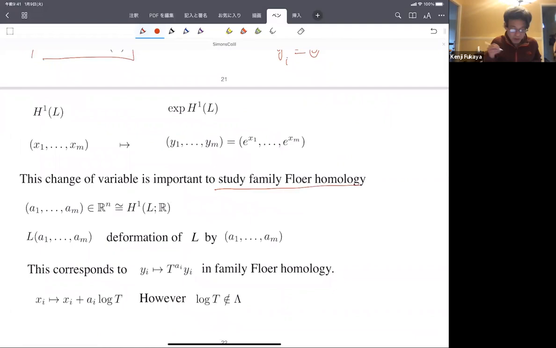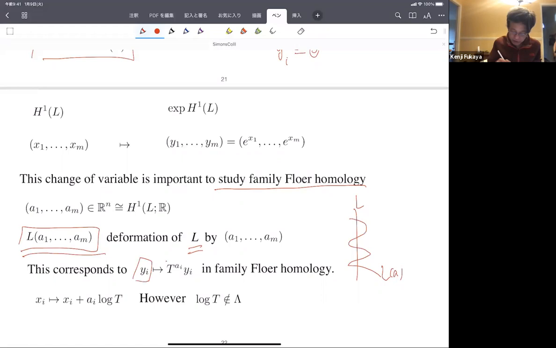So why is it? I can explain a bit. We consider this L_a. It is something like L, and you have this L_a, a graph of this closed one-form. Then we compare the Floer homology of L and the Floer homology of L_a, and this corresponds to a coordinate change. A simple coordinate change is y_i goes to T to the power a_i times y_i. This looks very similar to the coordinate change appearing in the state tau, right? But this change is actually what occurs in Floer homology. So this is how the Floer theory of L is related to that of L_a.